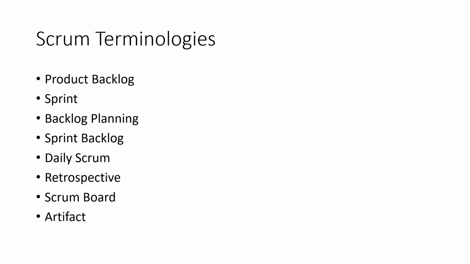Retrospective. Each sprint should end with a review meeting called a retrospective. The team reviews their progress so far and discusses how they can improve in the next sprint.